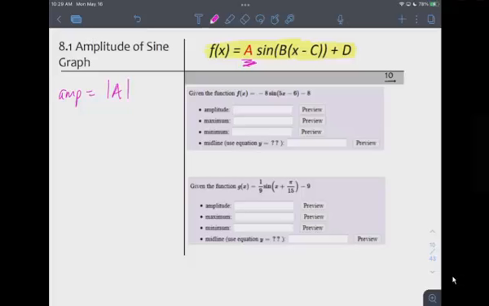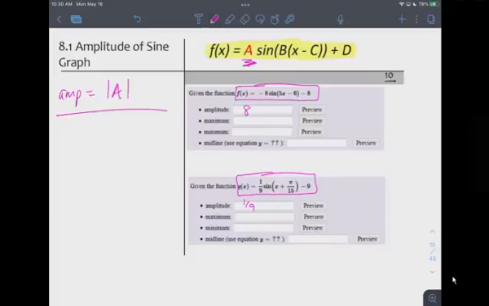So what would be the amplitude of this first function? 8. And what would be the amplitude of this second function? 1/9. So finding the amplitude should be very, very basic.